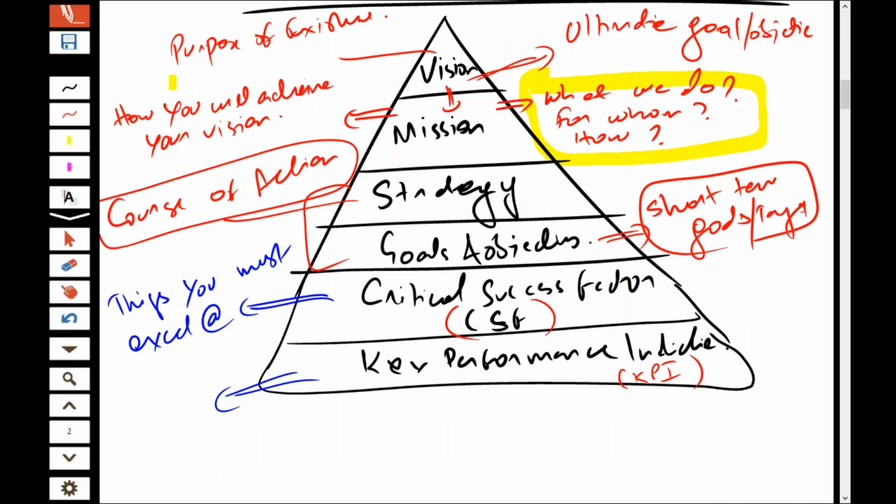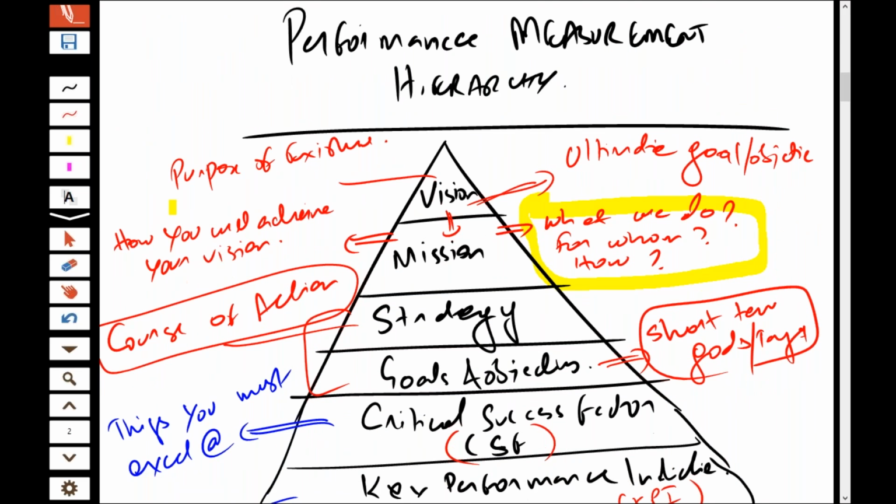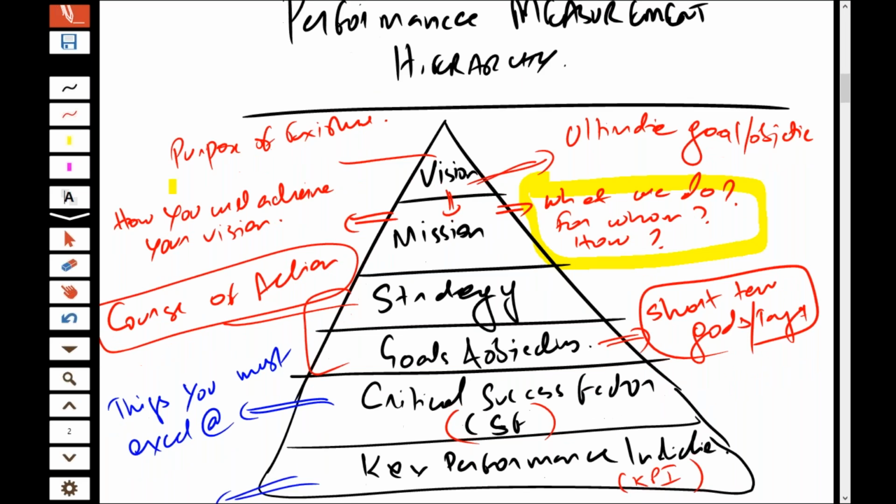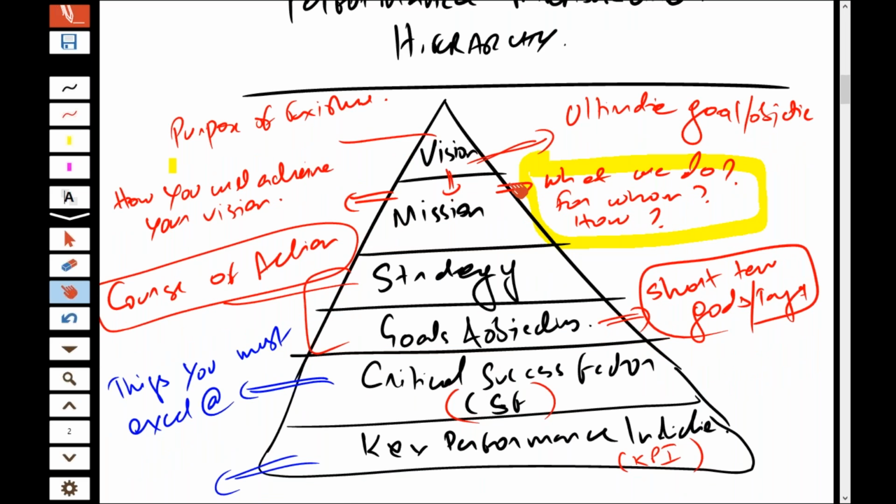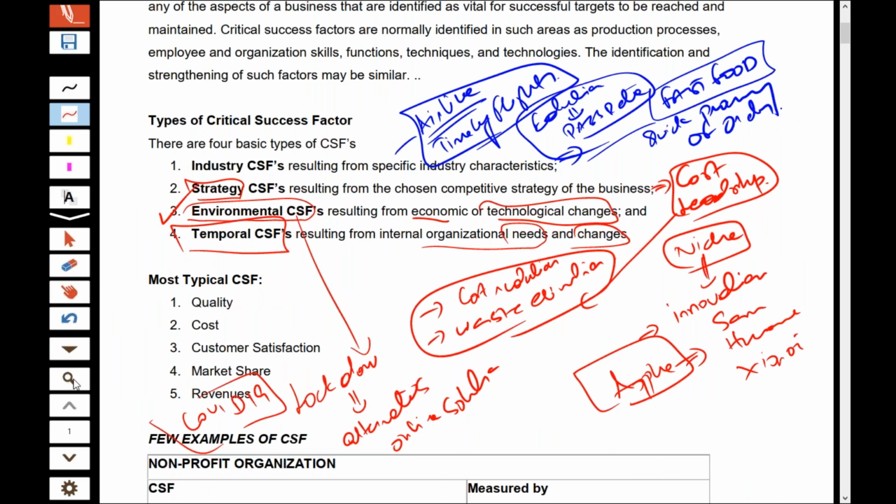So now, let me repeat. We are talking about the performance management hierarchy. With respect to this performance measurement hierarchy, any specific organization starts off with the vision, moves to the mission. The strategy is there, the goals and objectives are set. And the ultimate thing is your critical success factors. These are the things that you must excel at. If you have to succeed as an organization, if you have to flourish as an organization, these are the things you must excel at.